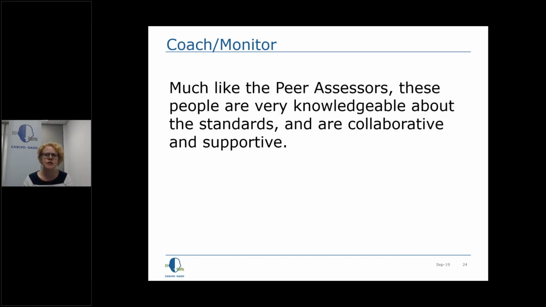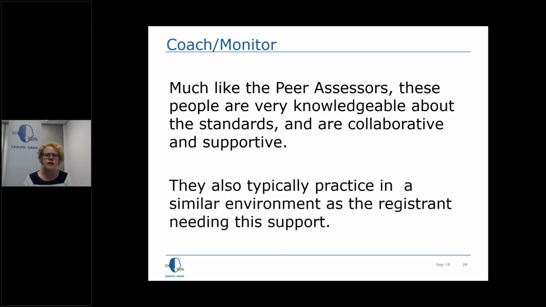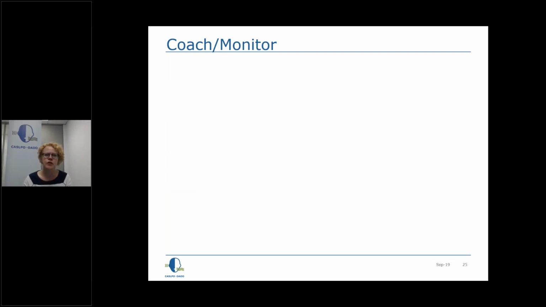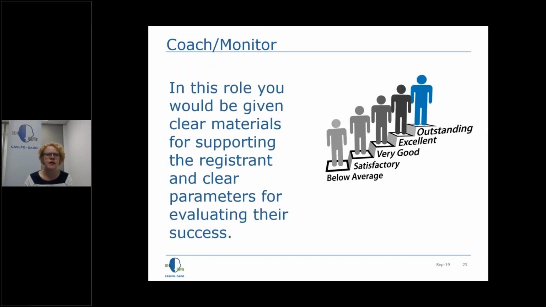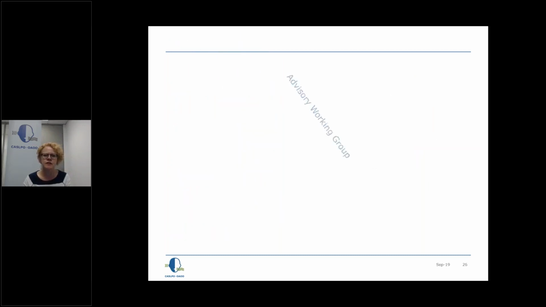Much like peer assessors, though, these people are very knowledgeable about the standards and are collaborative and supportive. They also typically practice in a similar environment as the registrant who is needing the support. In this role, you would be given clear materials for supporting the registrant and clear parameters for evaluating their success.